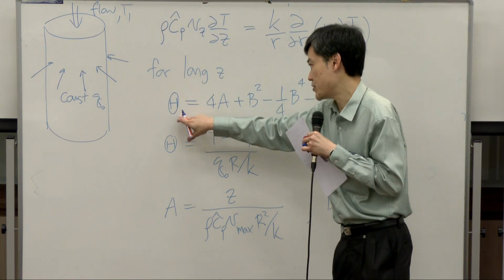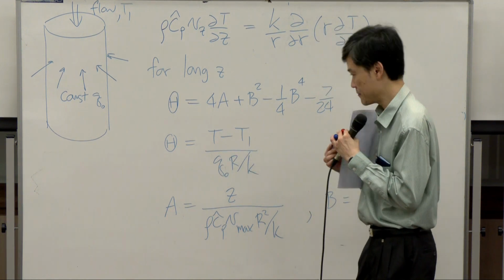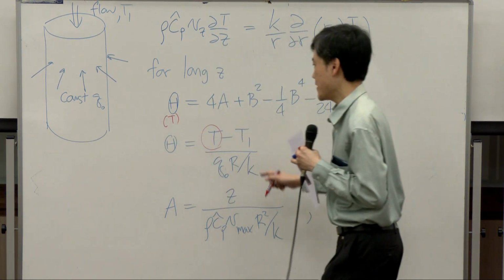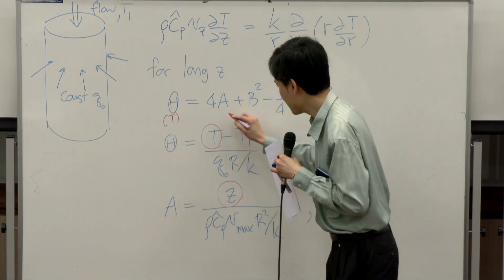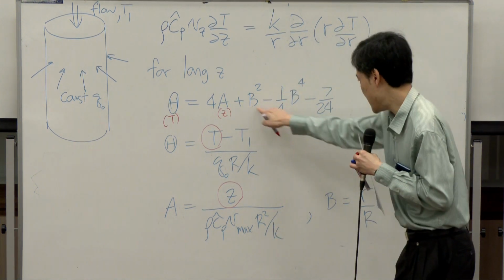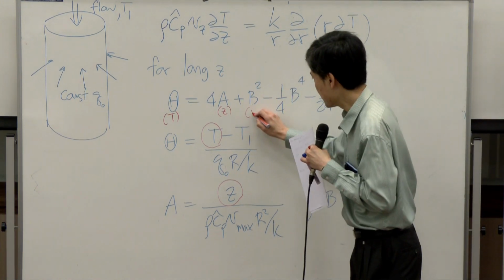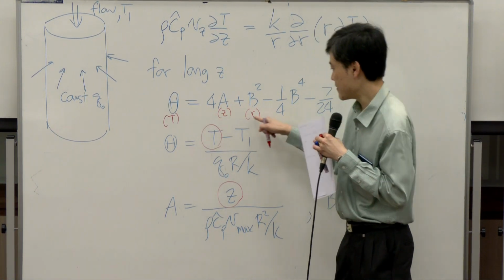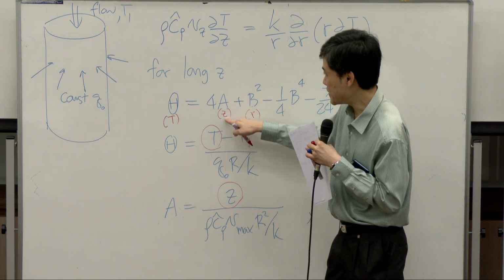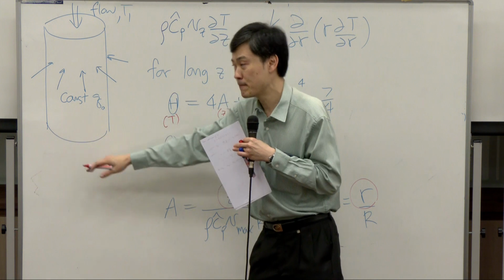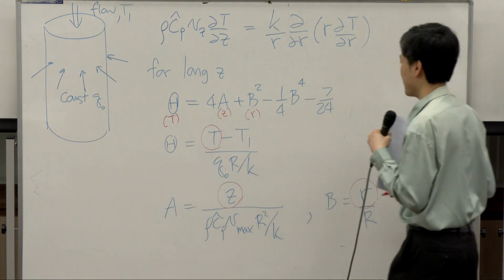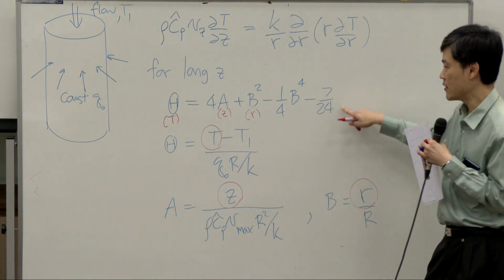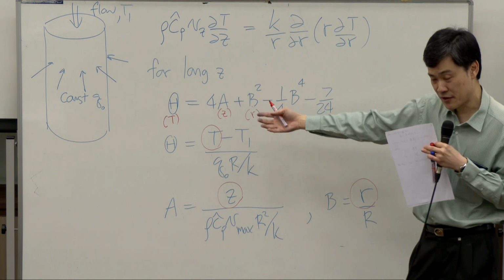Basically, it's temperature. So this is basically temperature as a function of A, which is Z, and B, which is R. Okay? It means temperature profile depends on Z and R. Of course, right now, this is supposed to be toward the end of the pipe, not the very beginning. And this weird number, 1/4, 7/24, was obtained by applying boundary condition.